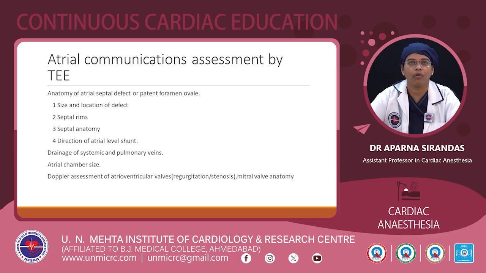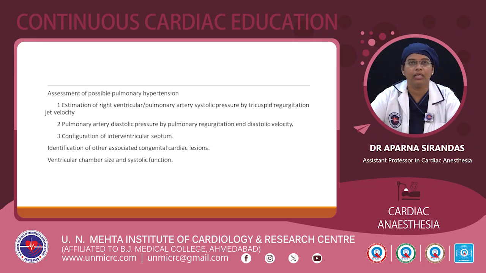Anatomy of atrial septal defect or patent foramen ovale will be seen in the size and location of the defect, septal rims, septal anatomy, direction of the atrial level shunt, drainage of the systemic and pulmonary veins, atrial chamber size, Doppler assessment of the atrioventricular valves, that is regurgitation or stenosis, mitral valve anatomy, assessment of possible pulmonary hypertension, estimation of right ventricular or pulmonary artery systolic pressure by tricuspid regurgitation jet velocity, pulmonary artery diastolic pressure by pulmonary regurgitation end diastolic velocity, configuration of interventricular septum, identification of other associated congenital cardiac lesions, ventricular chamber size and systolic function.